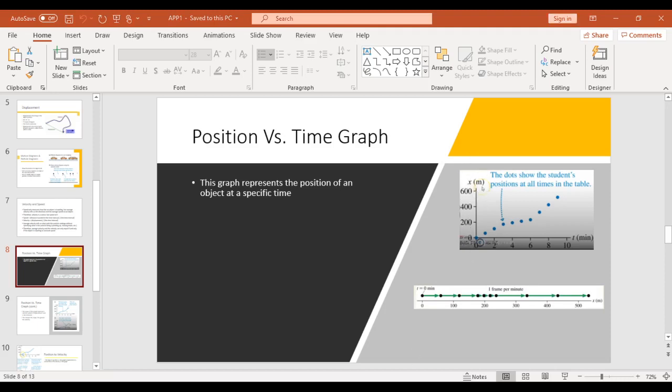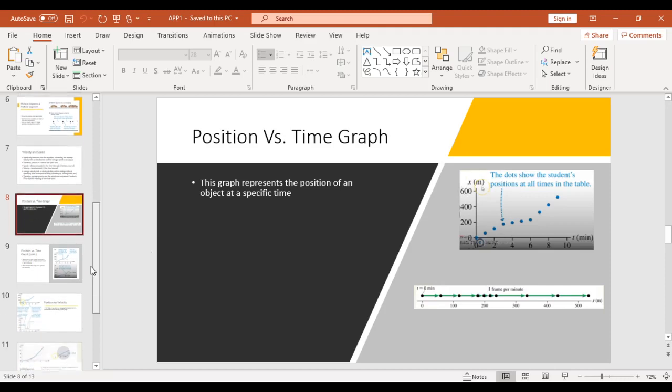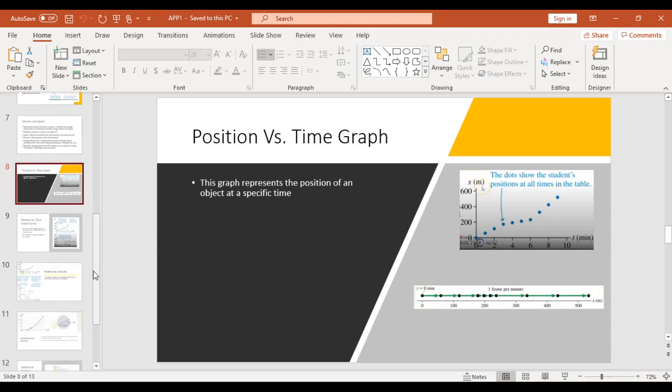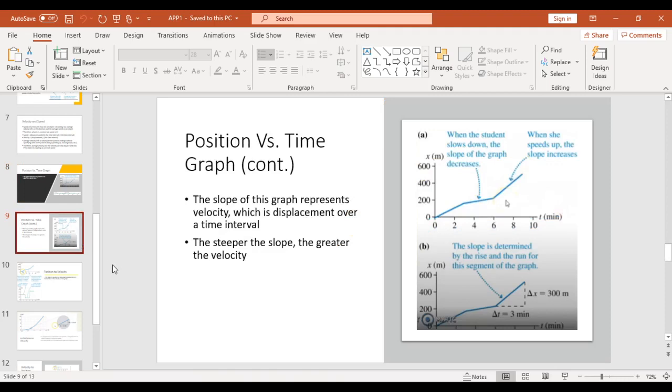Okay, making sure that I'm recording. I'm sorry about that. But yes, this is the graph that's going to tell us everything. Well, not everything, but in most cases, the main things that we want to know about the basic movement of this particle or object.